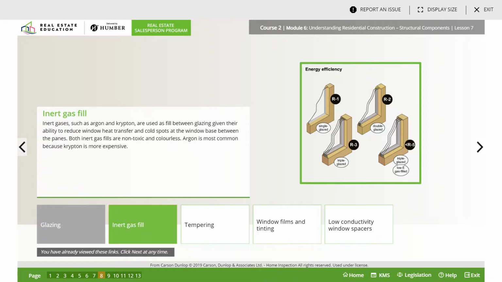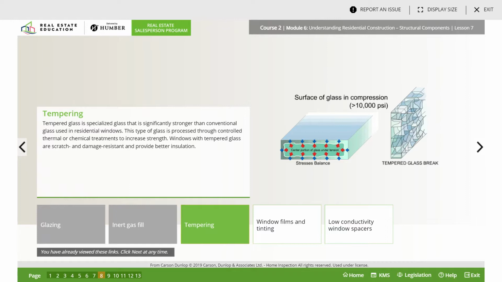And then inert gas fill, such as argon or krypton. Krypton, isn't that like... Sorry, never mind. Argon and krypton are used as fill between glazing, given their ability to reduce window heat transfer and cold spots at the window base between the panes. Both inert gases are non-toxic and colorless. Argon is most common because krypton is more expensive.